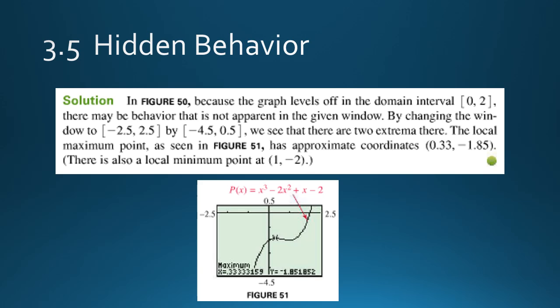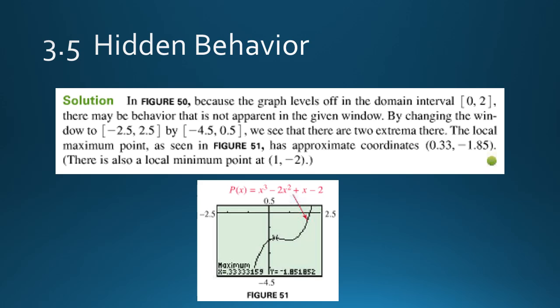And so they changed the window. You could also use the zoom function on your calculator. I like zoom box because it lets you draw a box around what you want to look at more closely. But when you change the window or zoom in, you can see that it doesn't really level off. It actually rises and then falls. So we do have a local maximum and we do have a local minimum. Now granted, they're not a huge difference between the two, but there's definitely a higher point and a lower point.